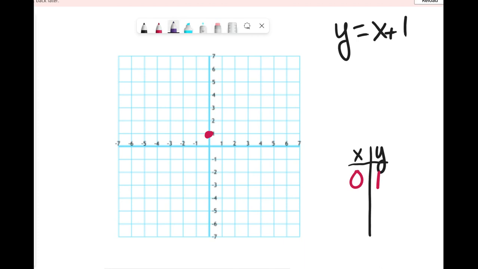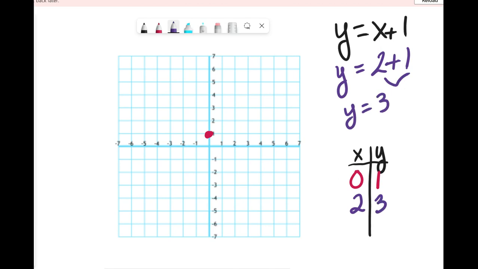This time we'll do positive 2. I'm plugging in positive 2. So notice in the xy table I put a 2 there. And I do the math. I get y equals 3. That's my y value. So I go from the point of origin, I go over 2 and up 3. That's my next point.